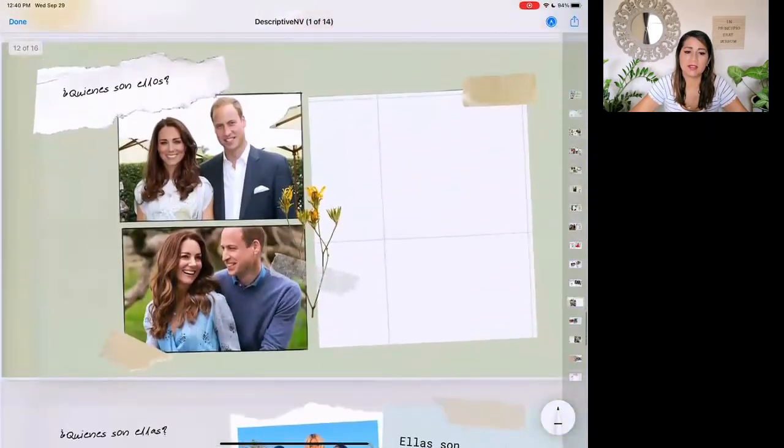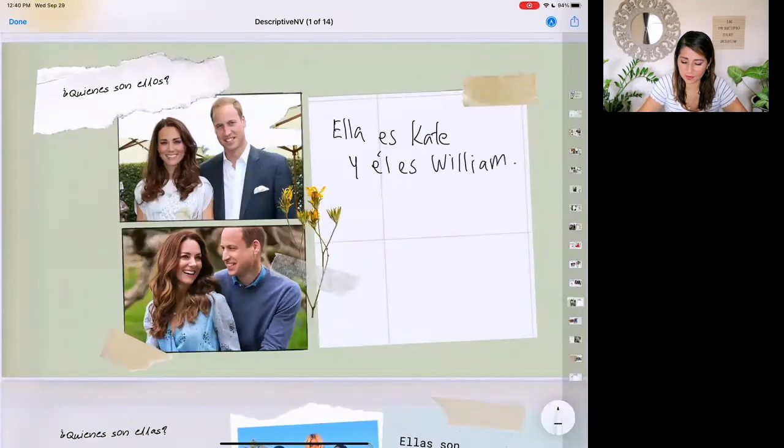¿Ok? ¿Quiénes son ellos? Ellos son Kate Middleton y William. Ellos son la realeza, the royalty of England, right? So ella es Kate Middleton. Ella es Kate. Y él es William. Ellos, to me, they're very elegant. So let's use that word. Ellos son elegantes. And they're also very rich. So let's use the word too. Ellos son elegantes, y muy ricos.